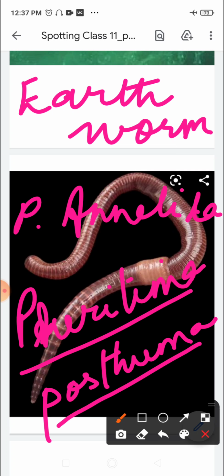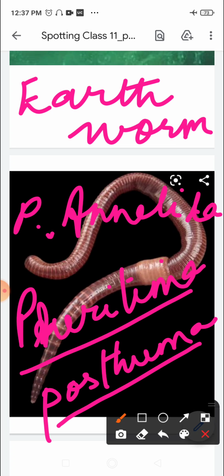Why do they come out of the burrows? Because the burrows get filled with water, and so they do not have enough oxygen to breathe. So in search of oxygen, they move out of their burrows, right? Basically because the burrows get flooded with water.